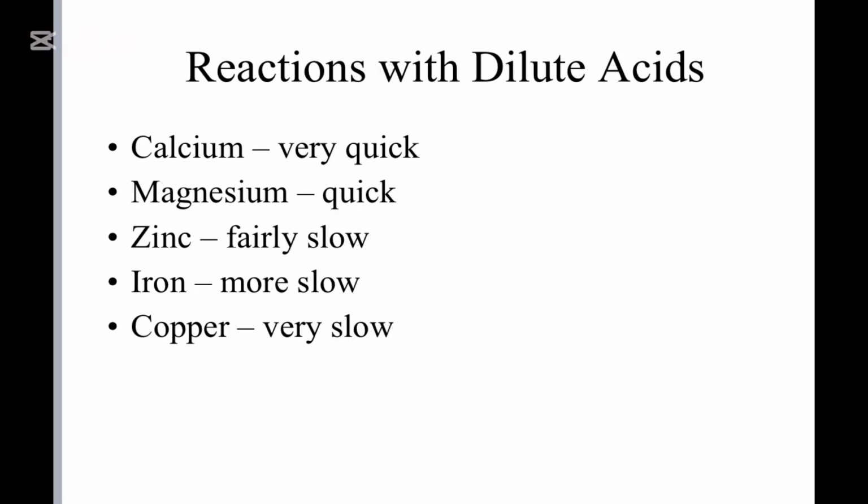Reaction with dilute acid also. Calcium reacts very quickly with dilute acid, magnesium quick, zinc fairly slow, iron more slow, and copper very slow.